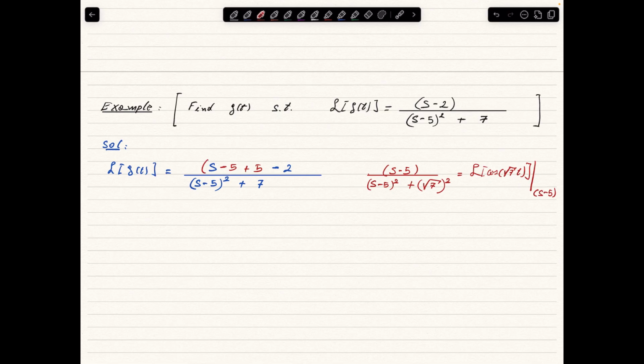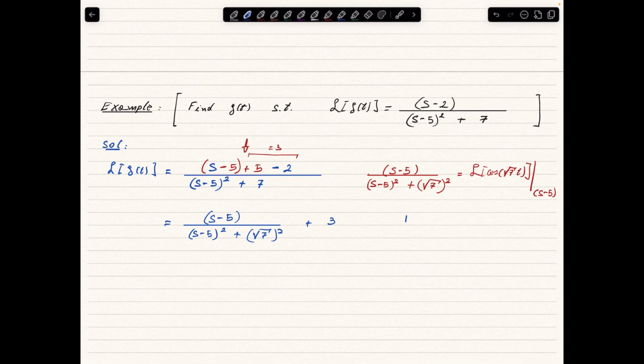And then we are going to consider these terms together and these other two terms together. And we are going to split that fraction right there. So let me rewrite it a little bit nicer now. This is s minus 5 over s minus 5 squared plus the square root of 7 squared. And what is this addition here? Well, 5 minus 2 is 3. So this is 3. Okay, so we have plus, and let me put the 3 here.